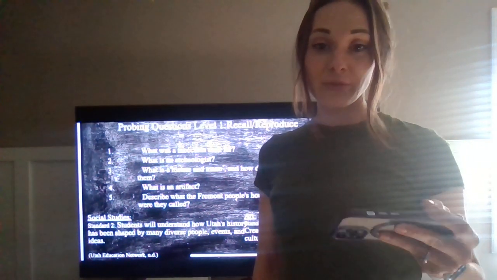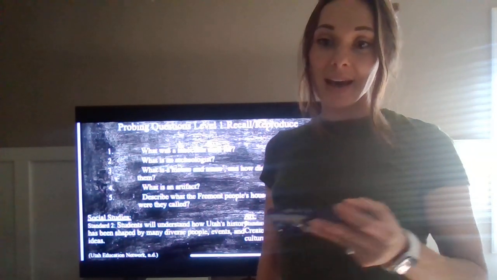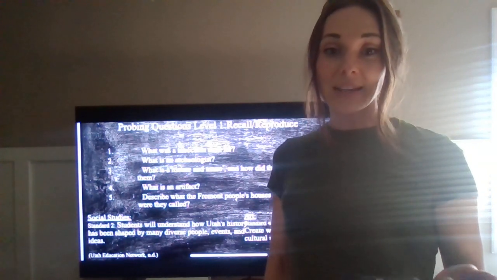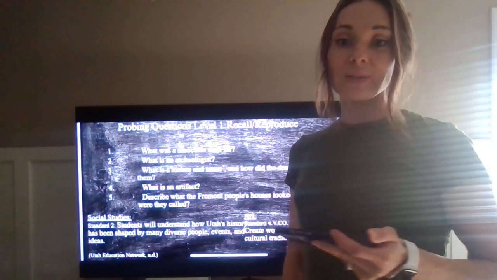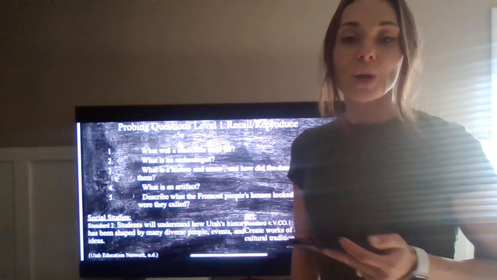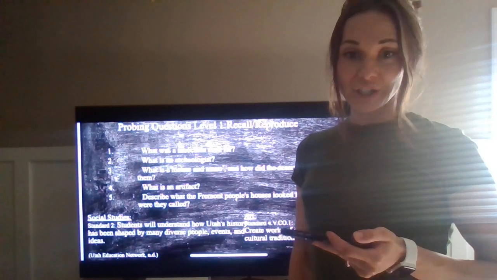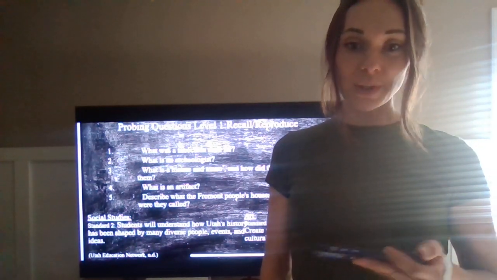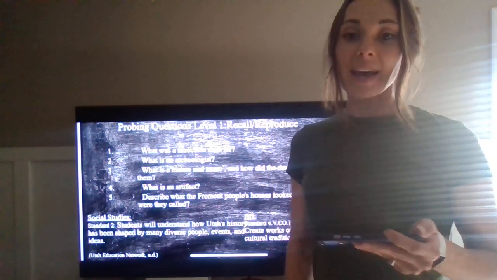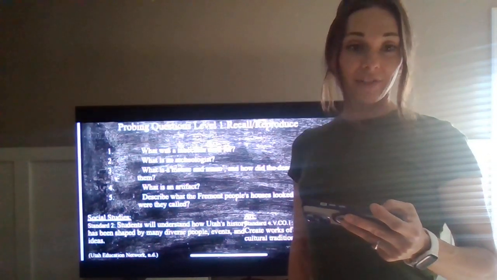This question reinforces the different artifacts that the Native Americans that inhabited the Utah land before the immigrants. It gives students knowledge about them as well as ideas for the integrated art standard, which is create works of art that reflect community cultural traditions. Students will be selecting an artifact and then choose an art medium in which to create that artifact.